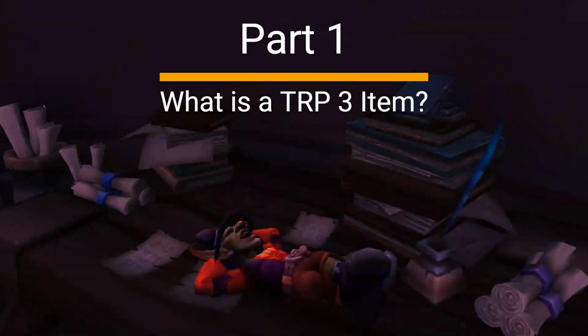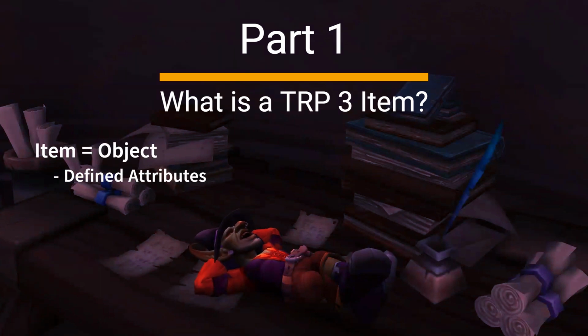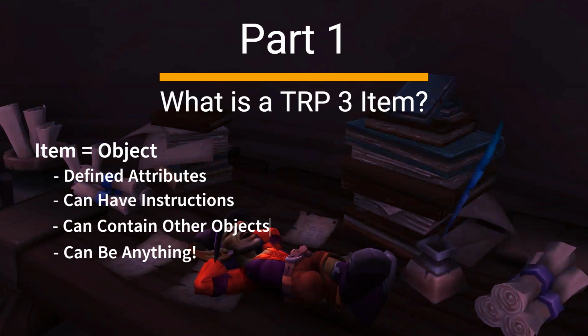What is a TRP3 item? A TRP3 item can mean many things. It's an object that has defined attributes. It can have instructions and contain other objects. It can be a bag, a book, a ring, a hat, or anything else. Anything that has ever been in your character's bag is an item. They're all the same shell, but what makes them unique is what they do.